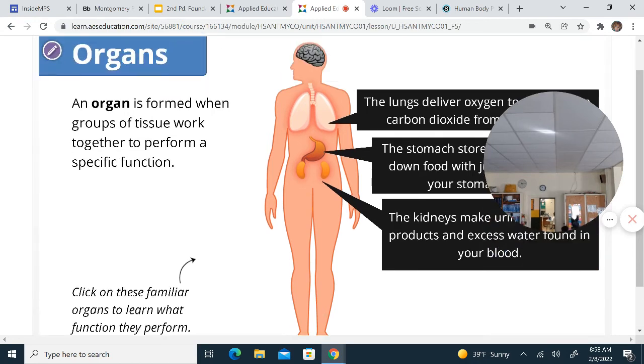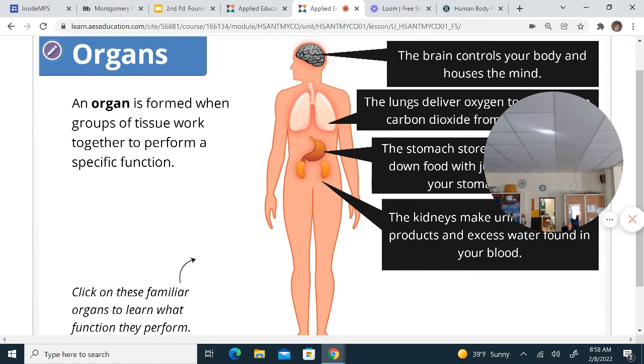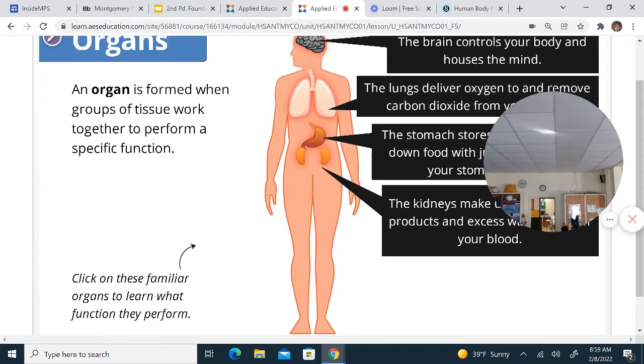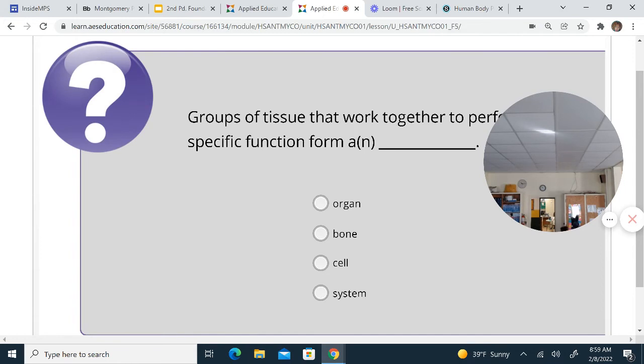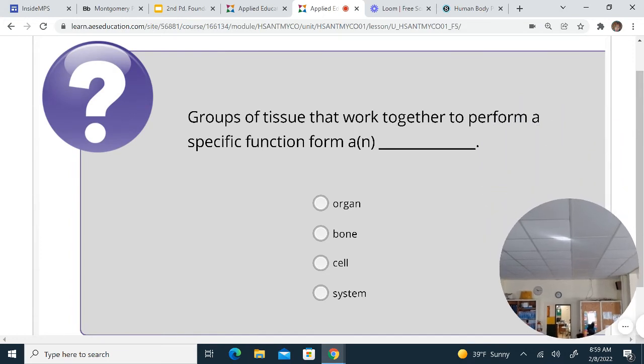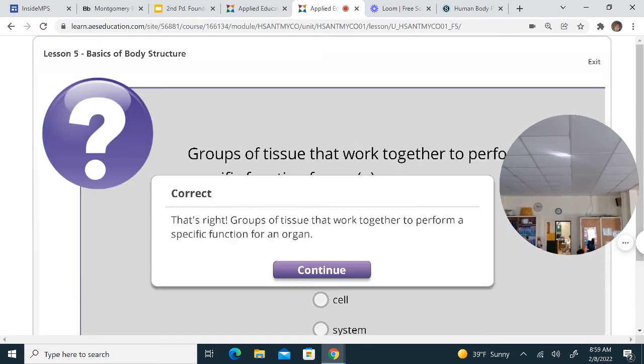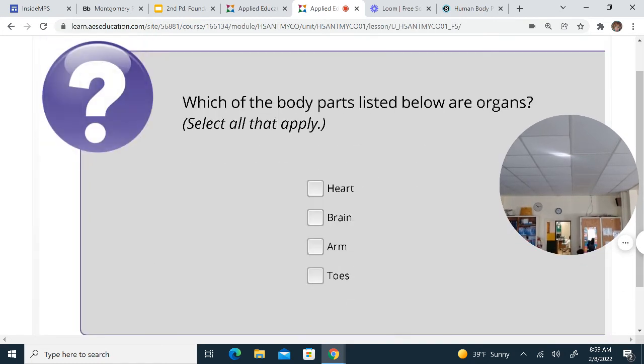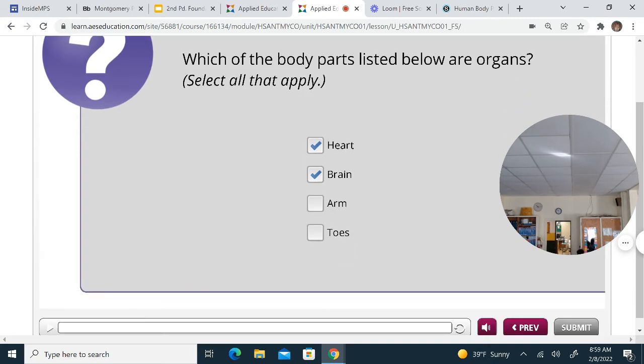Oh, is Brian up there? Oh, I don't see it. The brain controls your body and houses the mind. Groups of tissues that work together to perform a specific function form a what? Or an what? Organ. Right. Which of these body parts listed below are organs? Heart and brain.